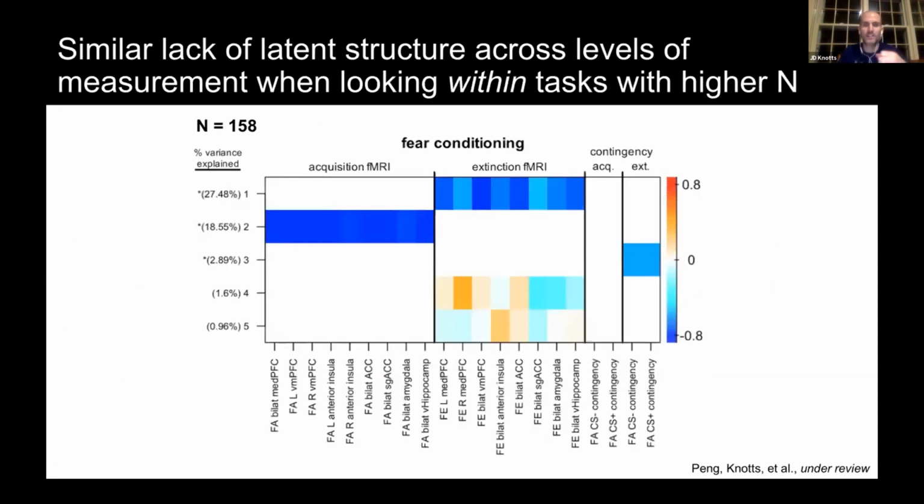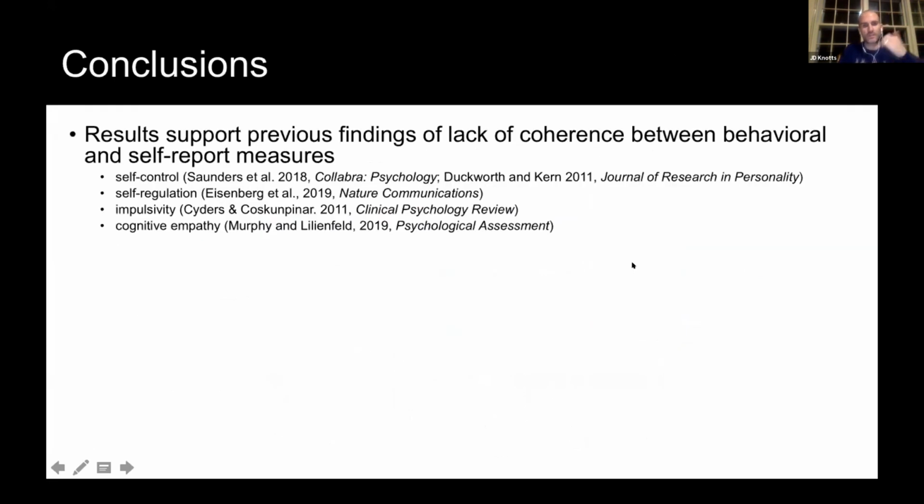And to allay concerns that this was just a sample size issue, we looked in different subsets of the data where we had larger sample sizes, looking across a smaller number of groups, but continually we found that every latent factor we could extract was relegated to one group. So some conclusions about this. This result supports a lot of findings in the literature that have looked for relationships between self-report measures and behavior. So this has been observed in self-control, self-regulation, impulsivity, and cognitive empathy, where we just don't find a lot of correlational structure between these two groups of measures.